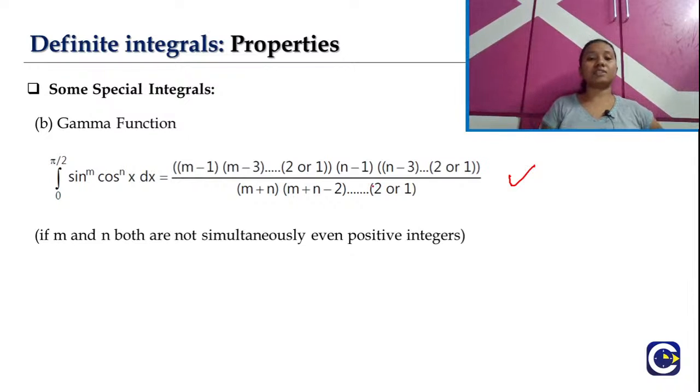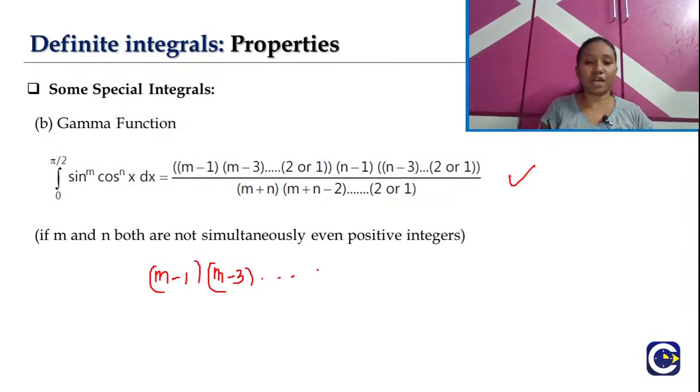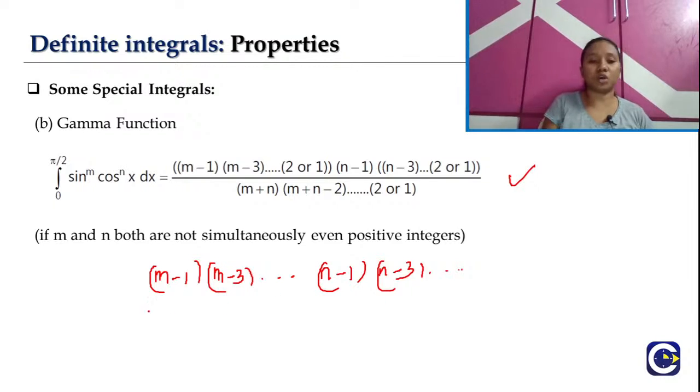So what it states: in the numerator, we'll be starting with m, same as odd numbers elimination, that is m minus 1, m minus 3, and so on until it can be 2 or 3 based upon the m value. Similarly for n also, that will be n minus 1 into n minus 3 and so on until it can be 2 or 1.